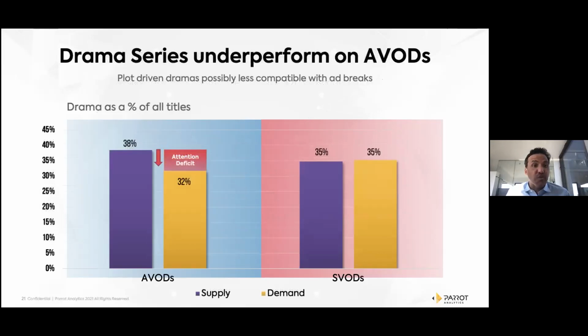We did this analysis also for drama. Interestingly enough, in the case of SVOD there's a complete match between supply and demand. In the case of AVODs, there's a difference, right? There's more supply than demand. Really what this means is that a lot of the drama titles are available on AVODs, maybe drama titles that target the long tail, right? So in terms of the average demand that they generate, it may not be as high as a regular title.